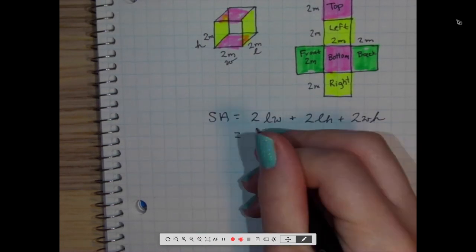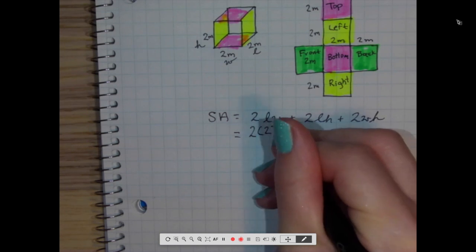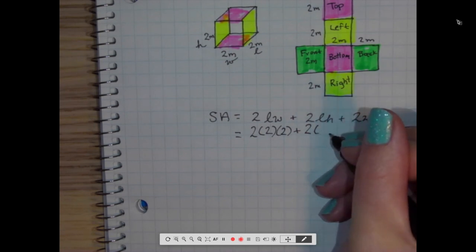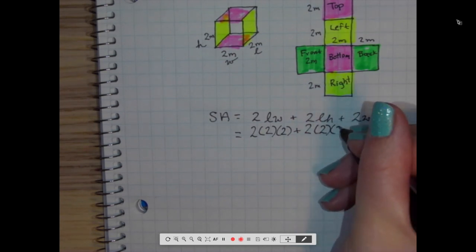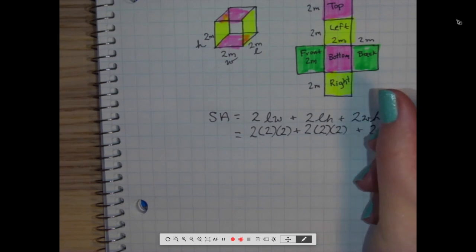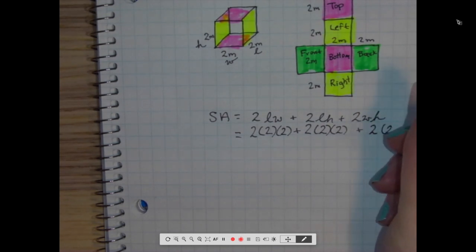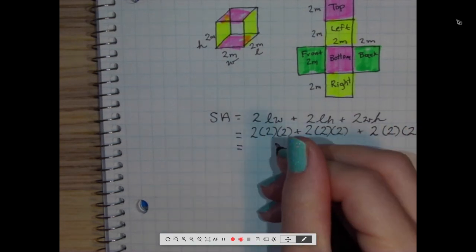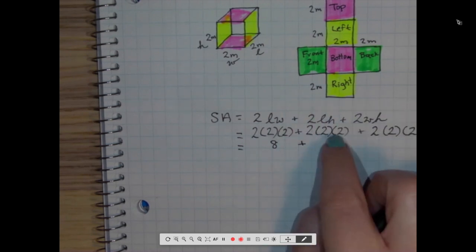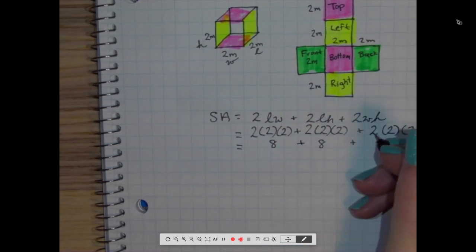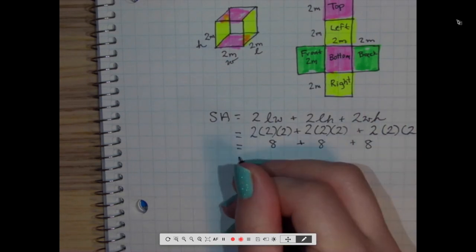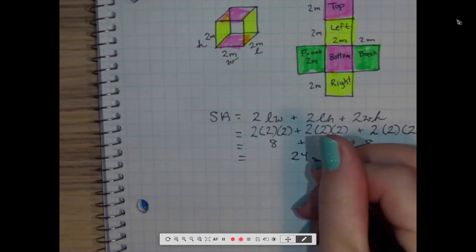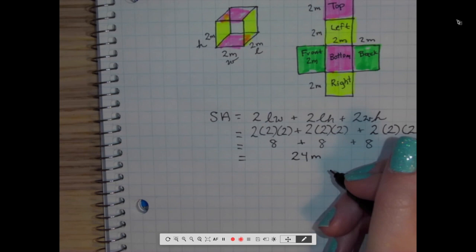So in this case, 2 times the length, which is 2, times the width, which is 2. Plus 2 times the length, which is still 2, and the height, which is also 2. Plus 2 times the width, 2, height, 2. 2 times 2 times 2 gives us 8. And 2 times 2 times 2 gives us 8. And 2 times 2 times 2 gives us 8. And we have 24. Our unit is meters. And what do we need to do? Square it.